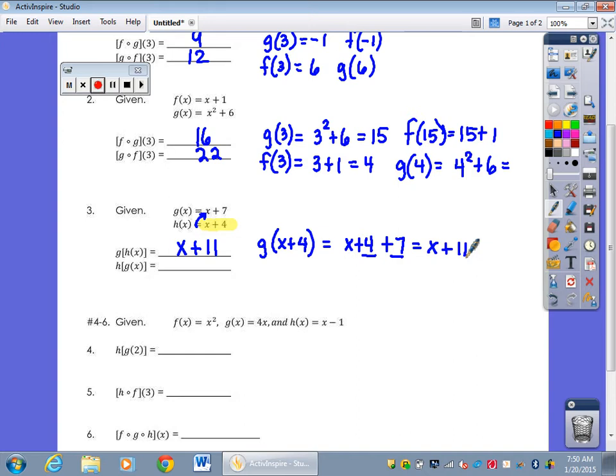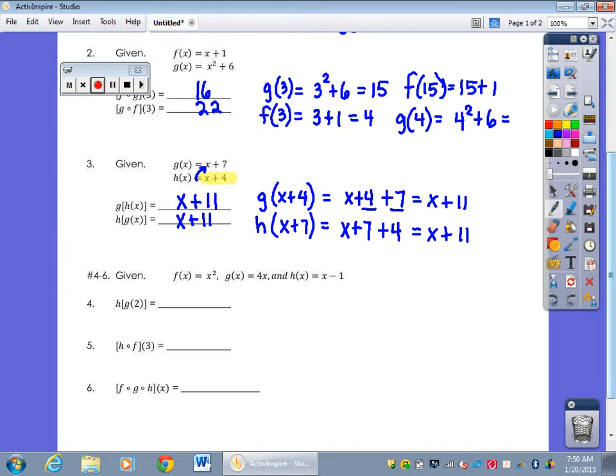Then they want you to do h of g of x, where g of x is x plus 7. So in place of the x, you're going to do x plus 7, and then you're going to add 4, which would be x plus 11. So they're both x plus 11.